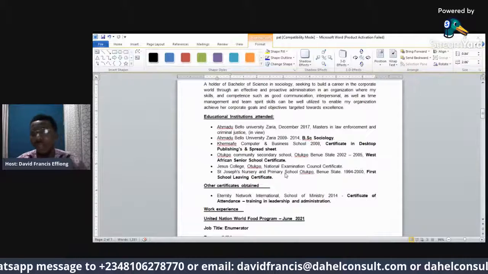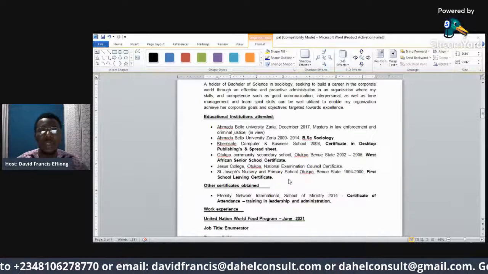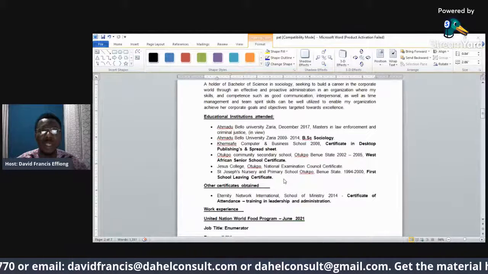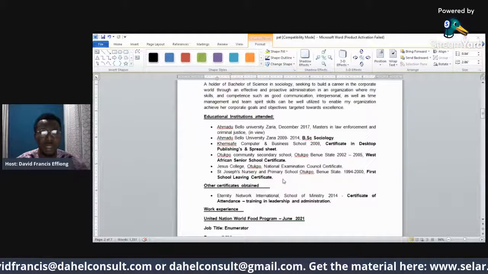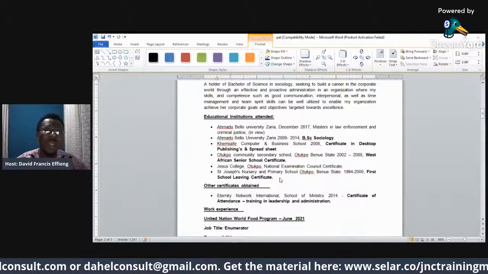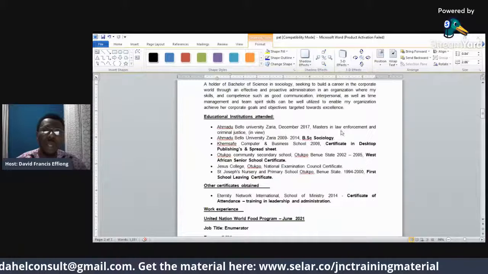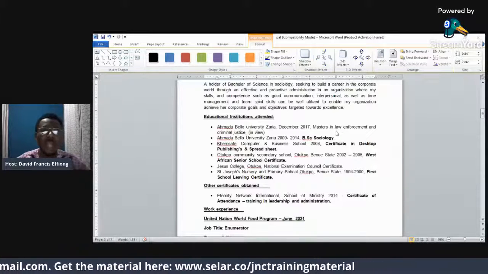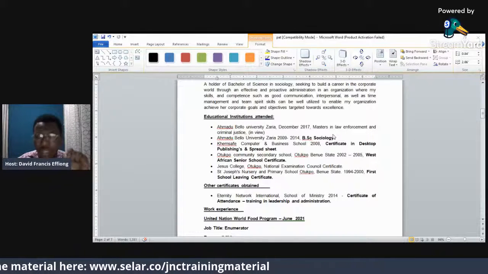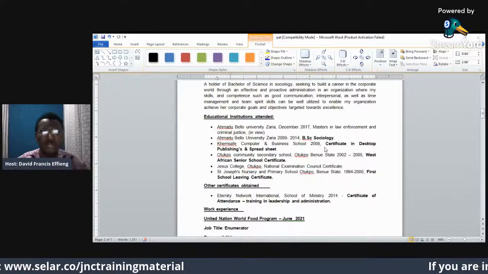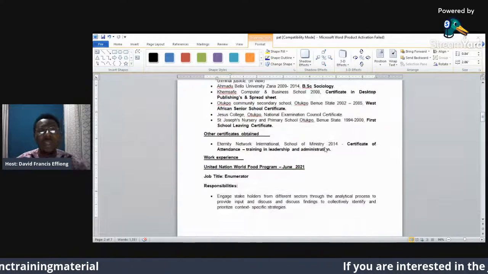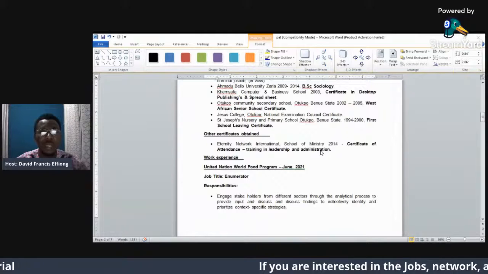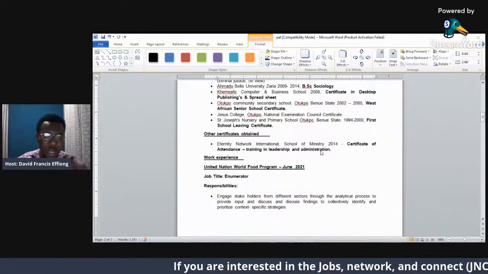And like I said, the first school leaving certificate here, it's totally useless for a CV like this. Your highest qualification there is a master's, and you should write the law enforcement in capital letters. Master's in law enforcement and criminal justice. Okay, it should be in capital letters to emphasize and to send a clear message.